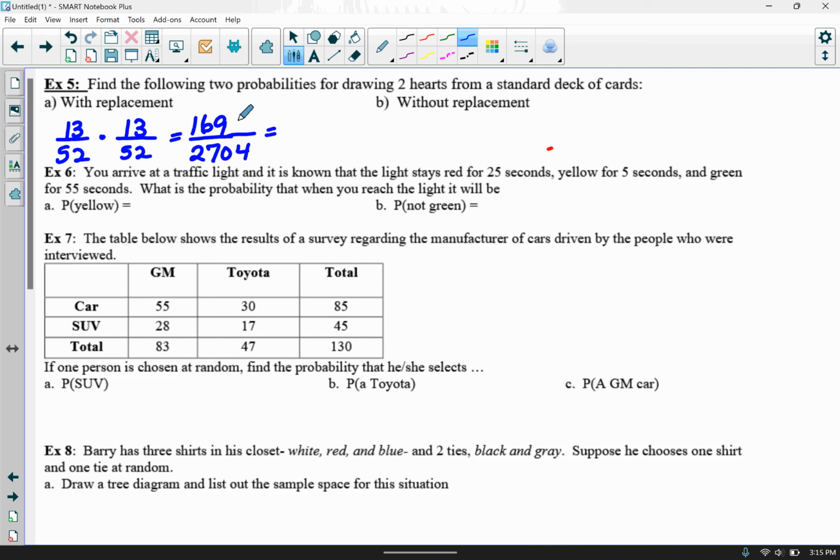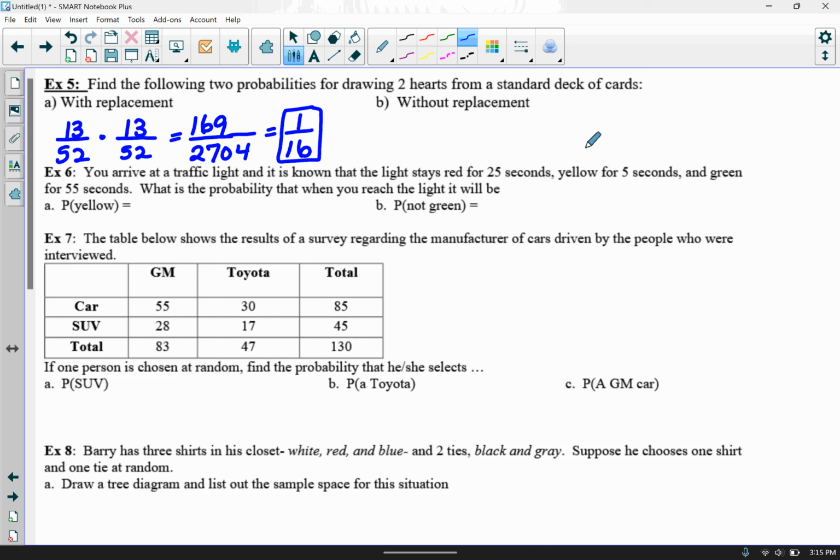That can be reduced. I can divide both of those, the 169 and the 2704, both by 169, and that would give me 1 over 16. Final answer. All right, so then I'm going to scoot over here to letter B, this time without replacement.